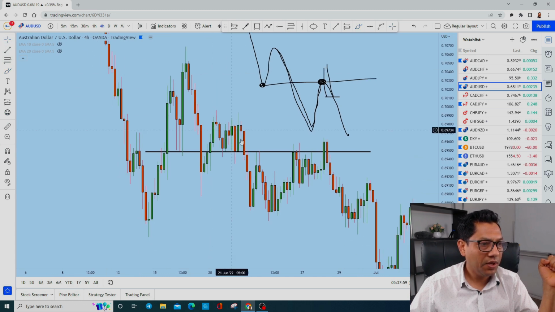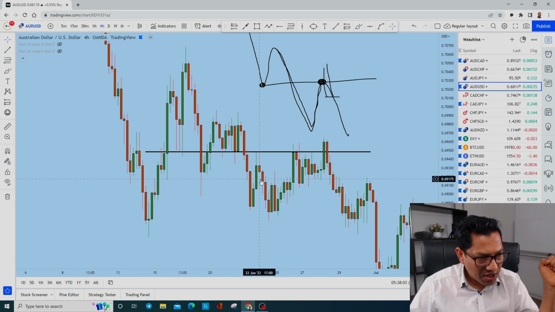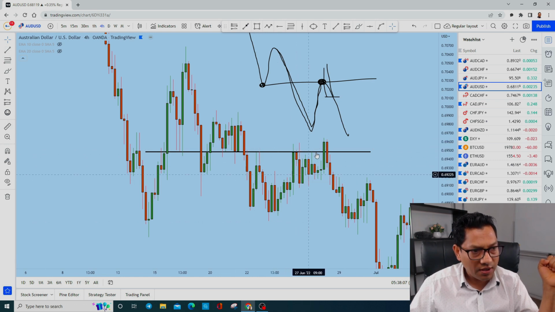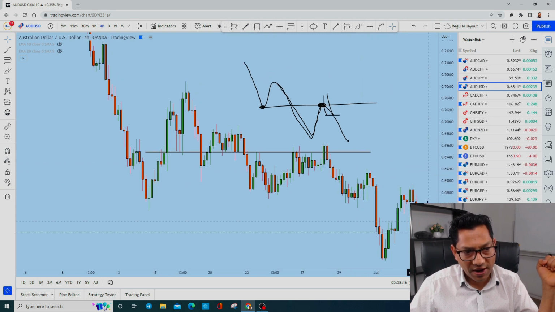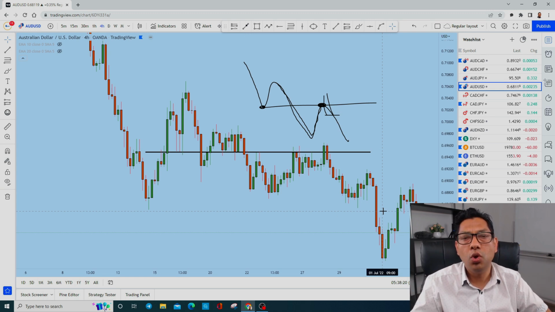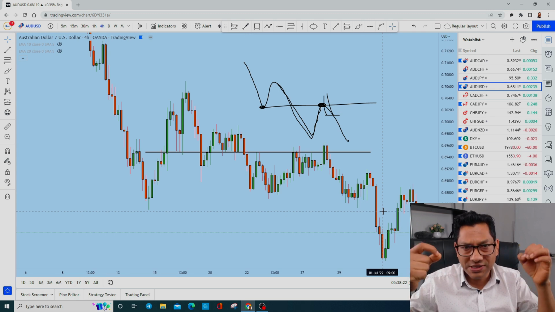Let's say here you see this support tested as a resistance, and then we have seen a pin bar. If you sell, that could be a nice trade, and again the same thing, and again the same thing, and we see after multiple tests the price now drops and continues to drop every time in the same manner. And that's how you will find out where to sell.